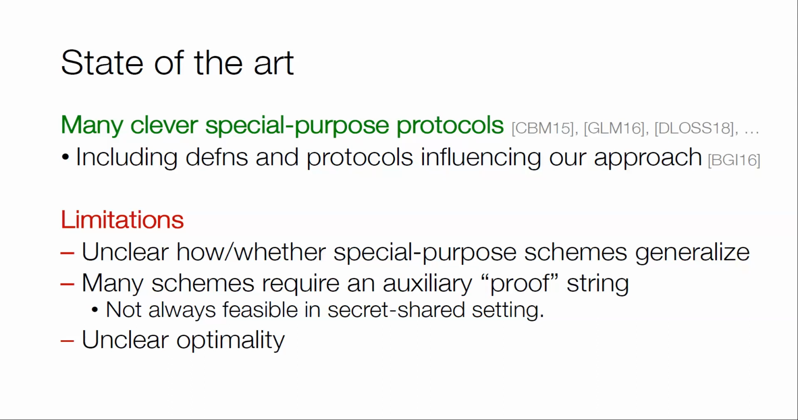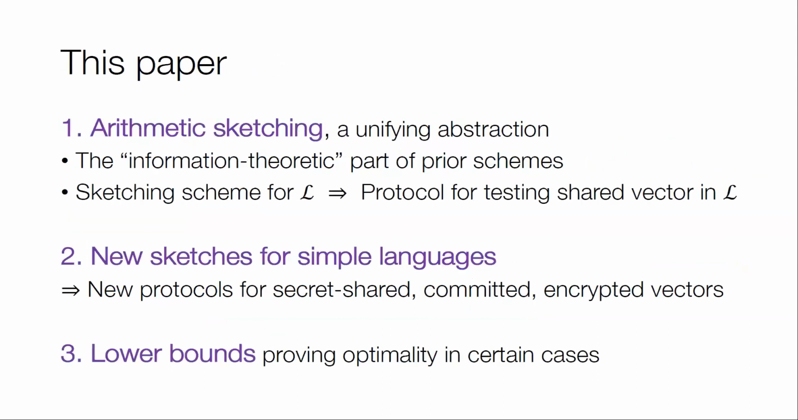In addition, many schemes require a prover to provide some kind of auxiliary proof information to the verifiers to help them check this statement. And in some cases, there just isn't a prover, and in multi-party computation often there isn't. And the last thing is it's not clear whether these protocols are optimal in terms of the various complexity measures I mentioned. So the goal of this paper is to do three things.